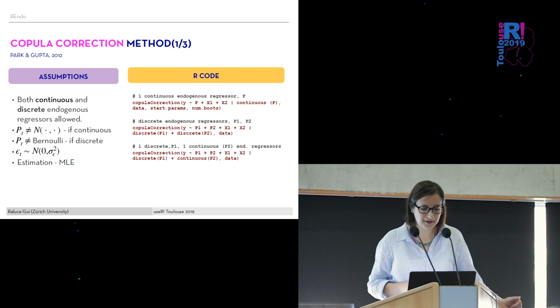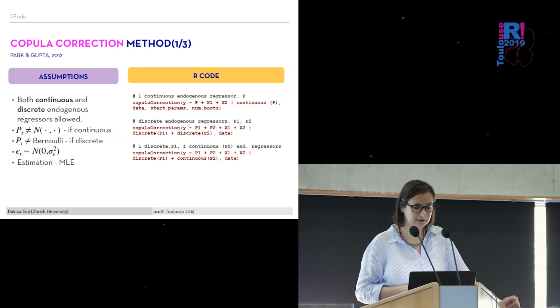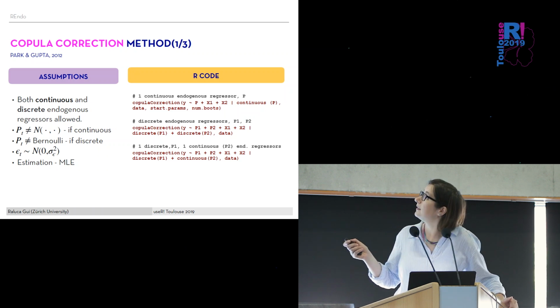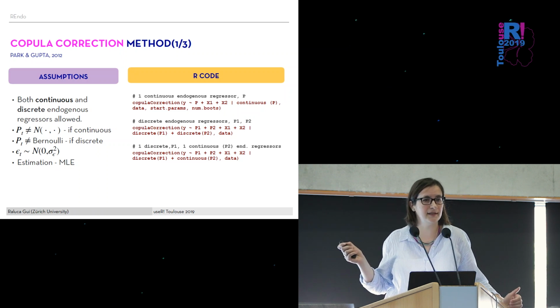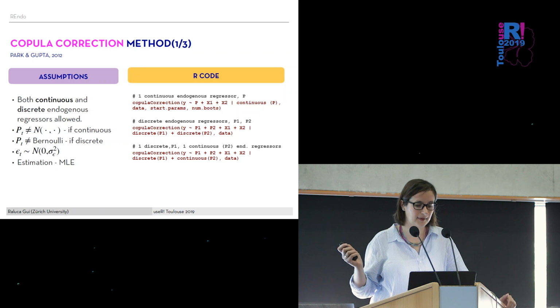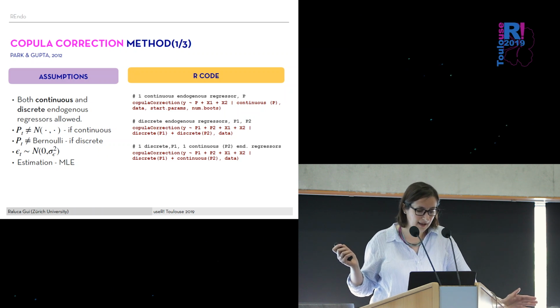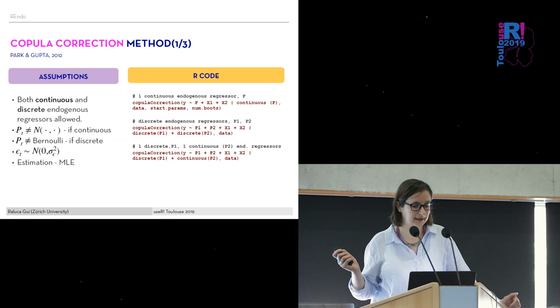The call of the function is copulaCorrection, and now it depends. If you have one continuous endogenous regressor, you have to specify continuous P here, and this will be estimated with maximum likelihood. And you have the option to give the starting parameters.